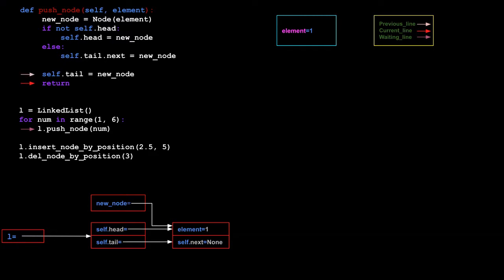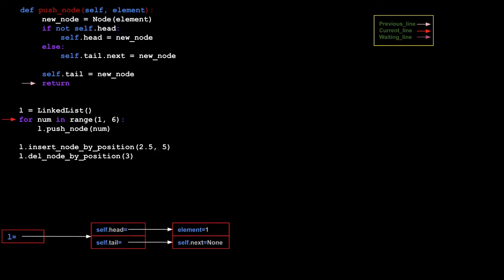We go to the next line, and once we return, we exit out of the function, all the local variables will disappear, and you'll see the blue box go away. Then we go back where the push node function was called, which is inside the for loop. Since there's nothing after the push node function, we just go back to the for loop. Now we are there where the red arrow is.